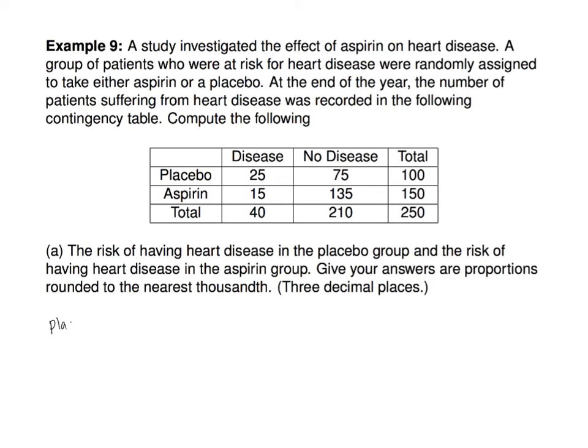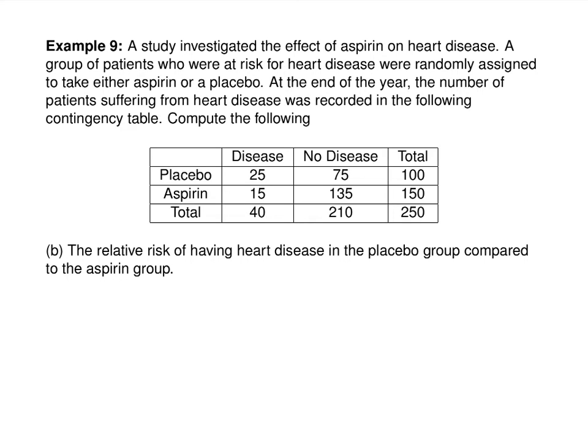So in the placebo group, there were 25 with heart disease out of 100 total, so 0.25. In the aspirin group, there were 15 out of 150, which works out to be just a 10% risk.